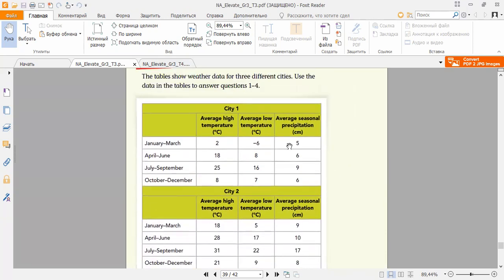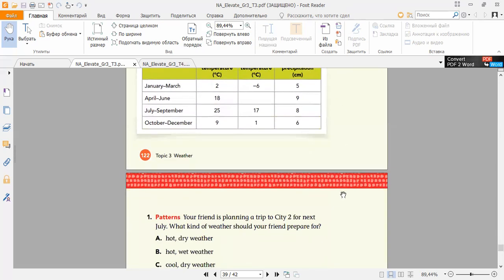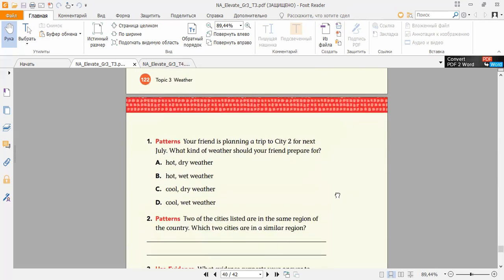Each table contains the information about the highest temperatures, the lowest temperatures, and the number of precipitations or rain which happens in this or that month. We have months ranging from January, March, April, June, July, September, October, December. Next, page 122 contains the task.